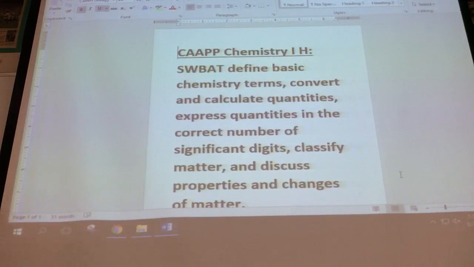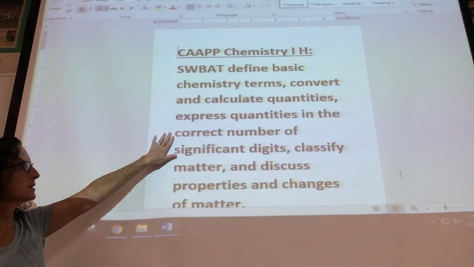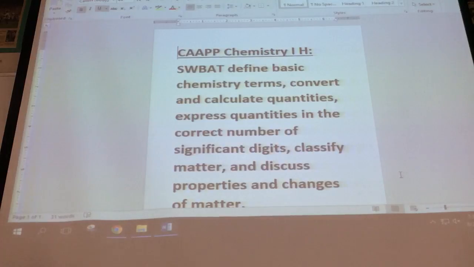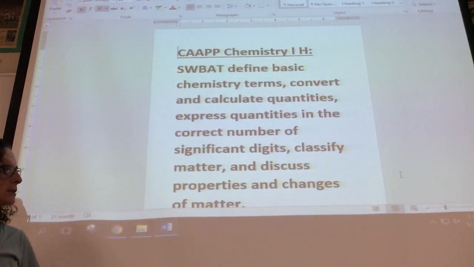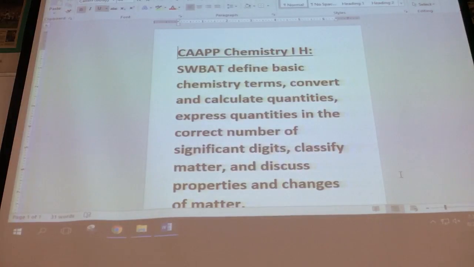We want to be able to express quantities in the correct number of sig figs, and that's what we're going to be doing today. We're going to learn our rules of significant digits and then how to express answers appropriately. And you'll see how to round appropriately too, a little different than what you learned in math previously. And later on we'll be classifying matter and discussing properties and changes therein.